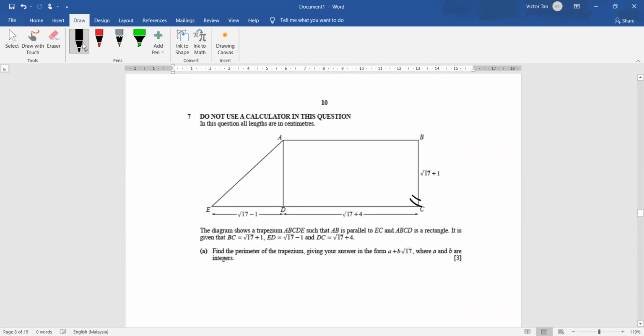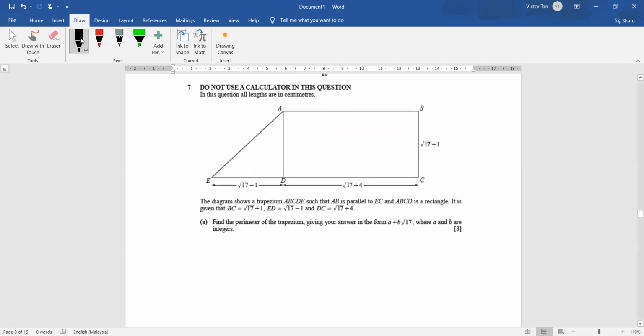Do not use a calculator. When they ask you not to use a calculator, you can use a calculator, but you must show your working. The diagram shows a trapezium ABCDE such that AB is parallel to EC and ABCD is a rectangle. It's given that AB is root 17 plus 1, AD is root 17 minus 1, and DC is root 17 plus 4. Find the perimeter of the trapezium, giving your answer in the form a plus b root 17.